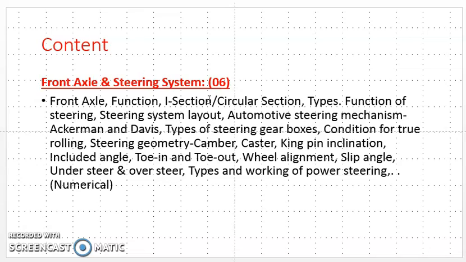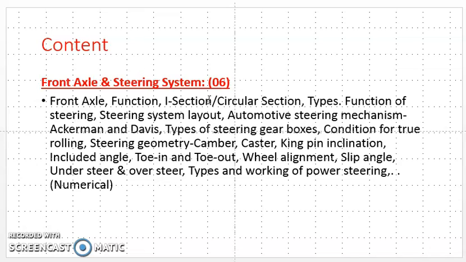Either it should be manufactured of the I section or circular section. The front axle can also be classified based on its connections with the stub axle and the axle beam, that we are going to learn. After that we are going to see what is the function of steering, what is the steering system layout, and what are the automotive steering mechanisms, that is Ackerman and Davis. I think you have learned this; some part has been covered in theory of machines.